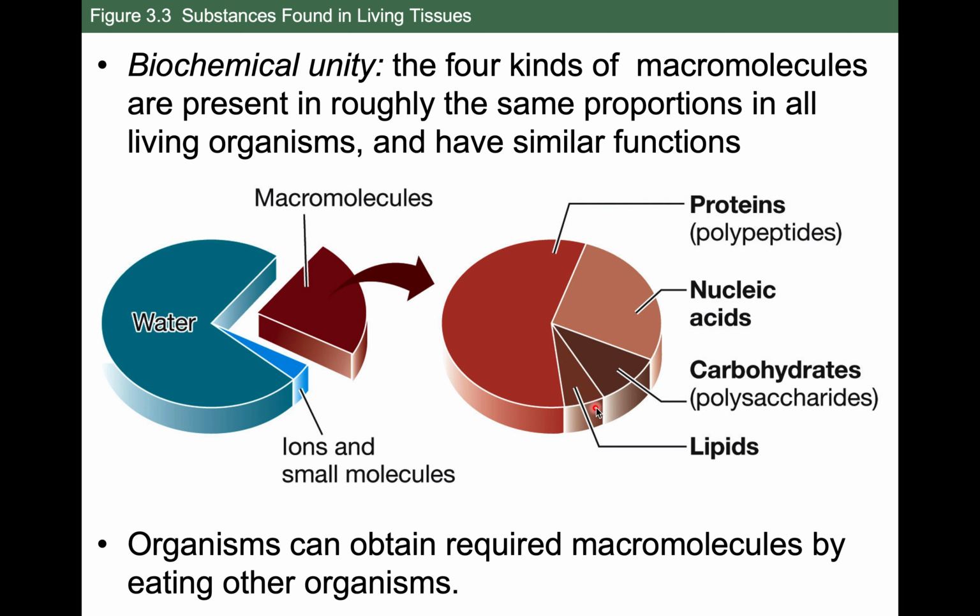And really, what that would argue is that because there's certain things that all cells have to be able to do, certain functions that are similar across all living cells, to carry out those functions, we need these macromolecules in these particular proportions to be able to accomplish those jobs, those functions. So biochemical unity.